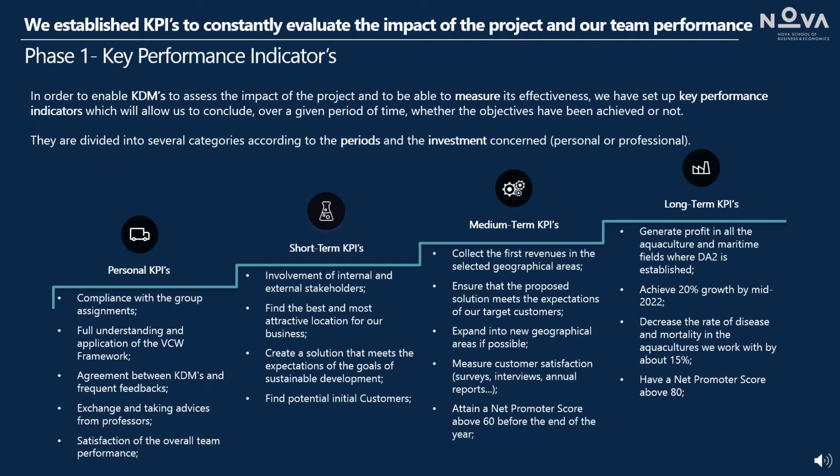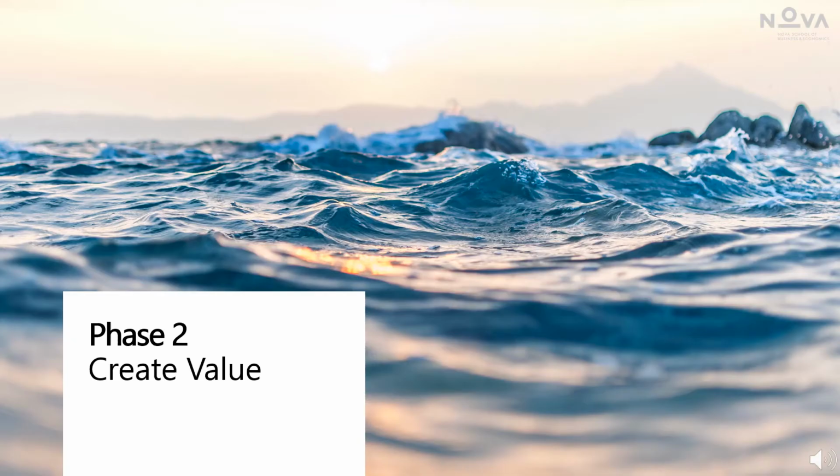Now let's move on to our key performance indicators. We establish KPIs to constantly evaluate the impact of the project and our team performance. In order to assess the performance of the project, these KPIs were broken down into five distinct parts. The first corresponds to the personal objectives for the group members throughout the project. The other three have KPIs established for the short, medium, and long term respectively. At the end of phase 5, the personal and short-term KPIs will be ready to assess. So now, moving on to phase 2.